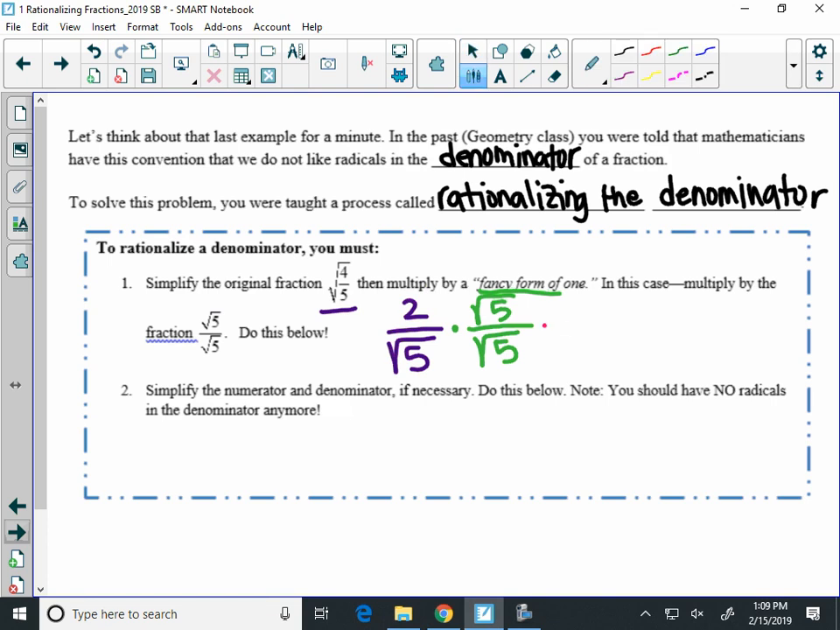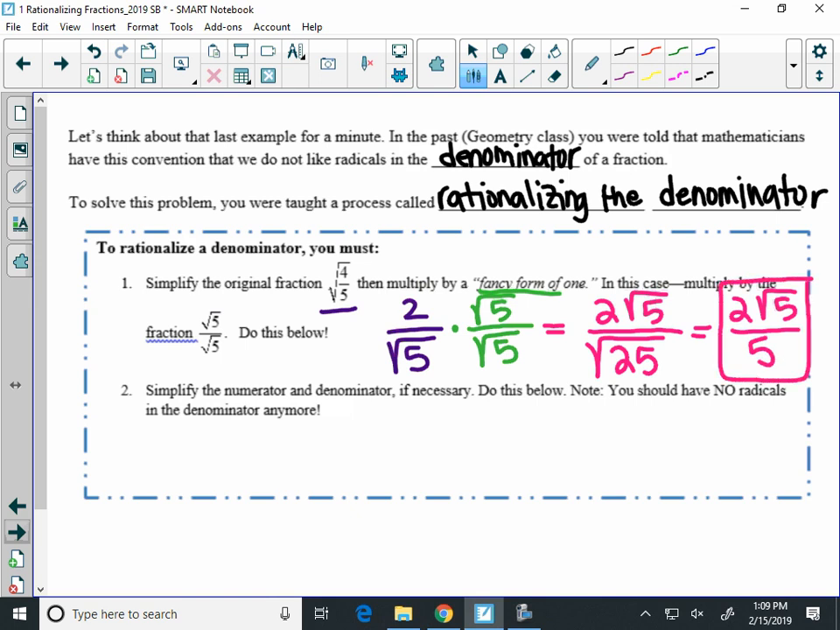So the numerator is going to be 2 times radical 5, which is 2 radical 5 here. And what's radical 5 times radical 5? Radical 25. Well, let's simplify again. What's radical 25? 5. So this is really 2 radical 5 over 5. That is the final answer. That is the rationalized version of 2 over radical 5. And they are actually equal in value.